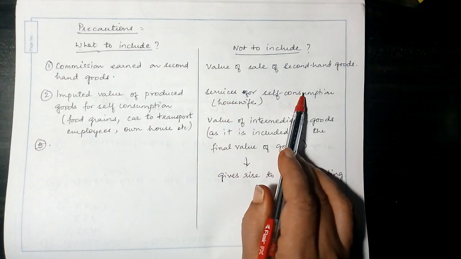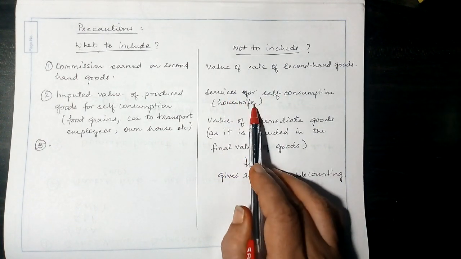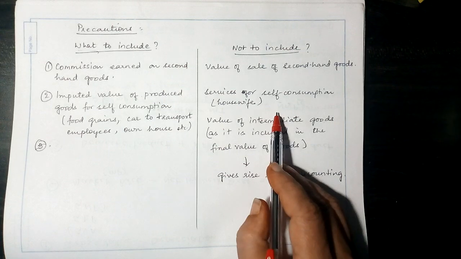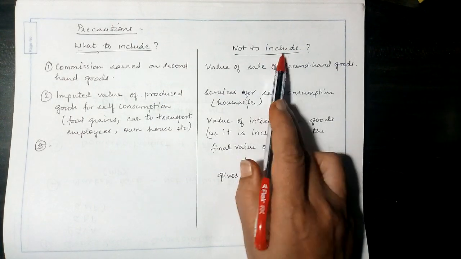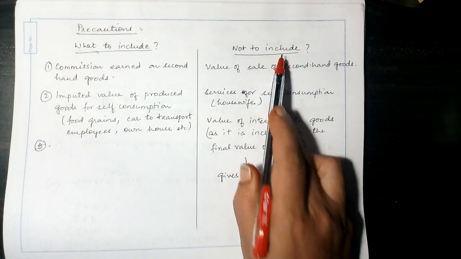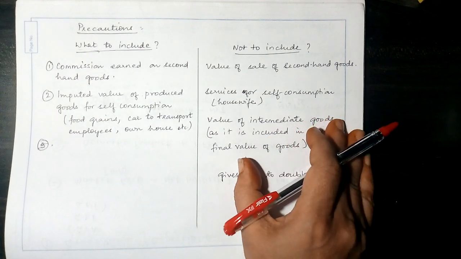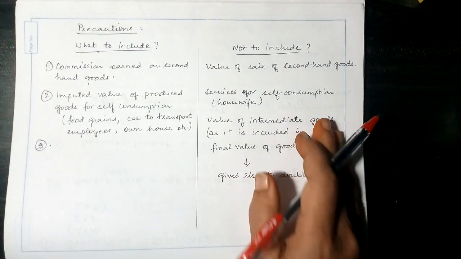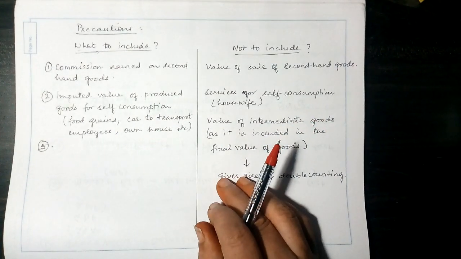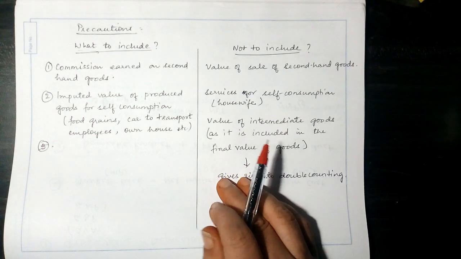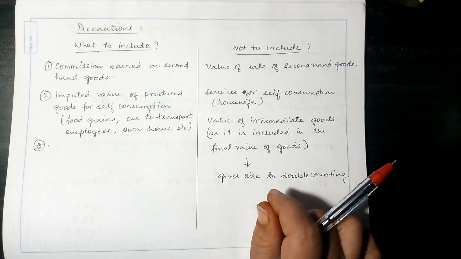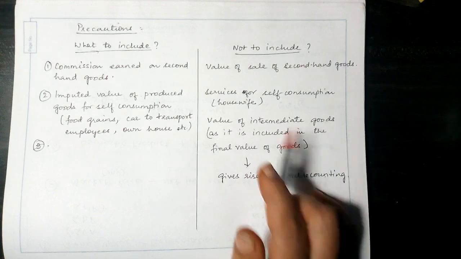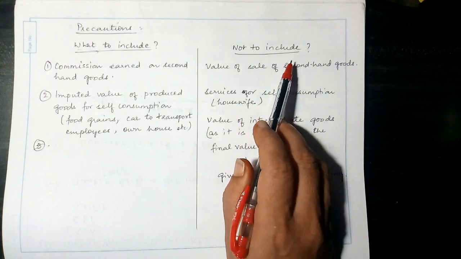Services for self-consumption. That means a housewife's services or the services that we perform at home need not be included in the national income because these are not economic activities. These are non-economic activities. Suppose you iron clothes for the members of the family or your dad polishes shoes for you to go to school, then they need not be included in the national income.